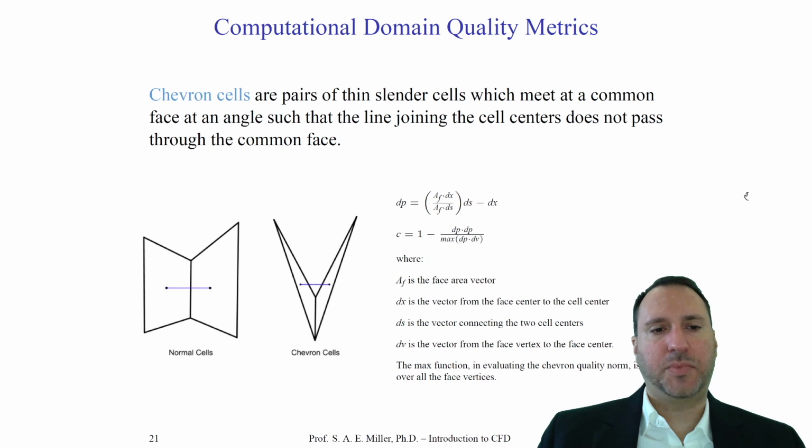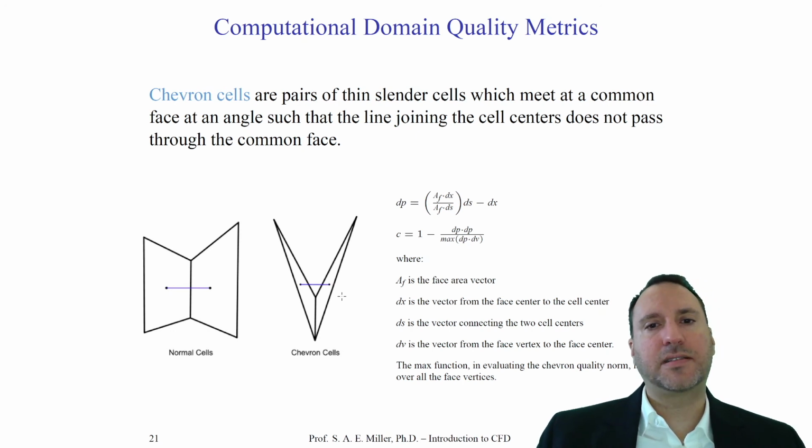You might see two examples on the left. Typically, you would want the vector between cell 1 and 2, the center of the cell, to be relatively normal to the cell face and go through the cell face between the two cells. In a chevron cell, the vector might not go through the two faces.